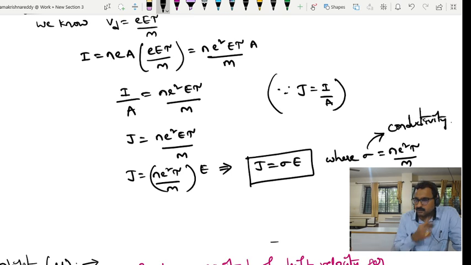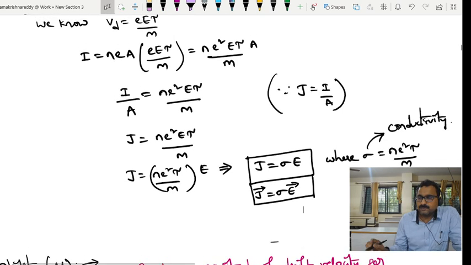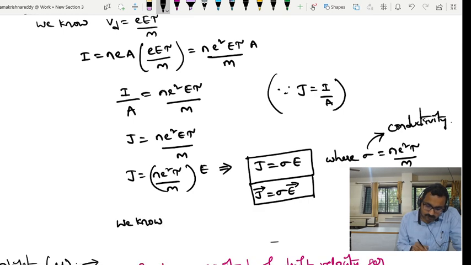In vector notation, we write J is equal to sigma into E. We already know that sigma is the reciprocal of resistivity, so we know the relation between rho and sigma: sigma is equal to 1 by rho only.